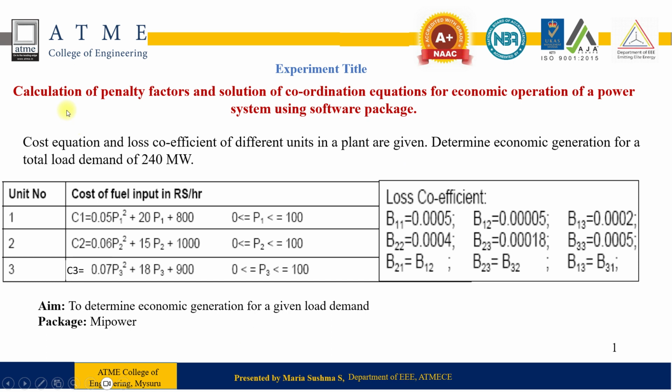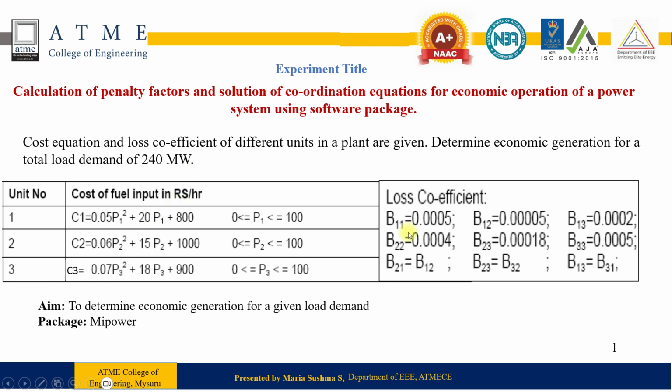Today we will analyze the experiment titled Calculation of Penalty Factors and Solution of Coordination Equations for Economic Operation of a Power System using Software Package. Here's the question. Cost equation and loss coefficient of different units in a plant are given. Determine economic generation for a total load demand of 240 megawatts.